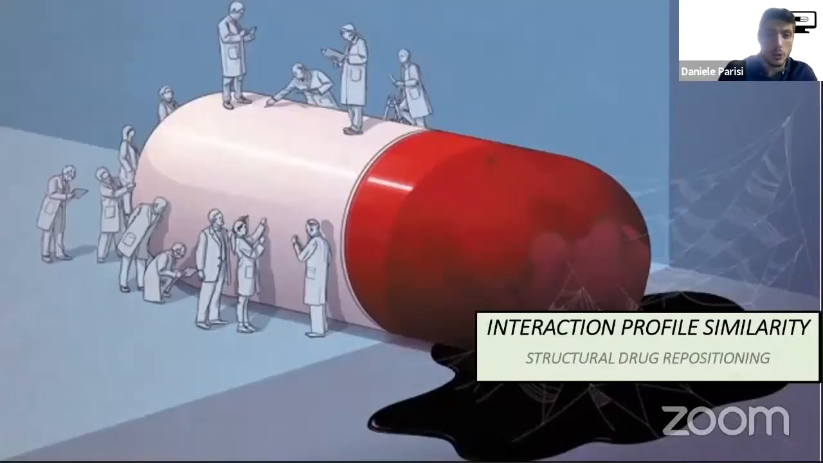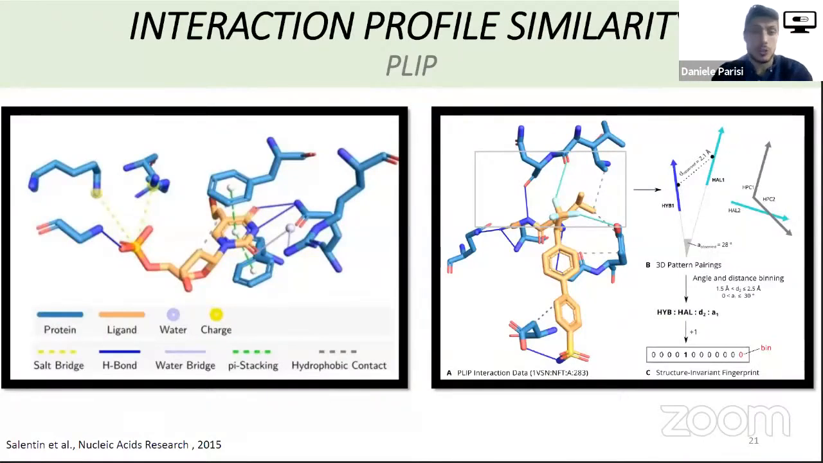So now I'm going to show you more specifically how this interaction profile similarity approach works, because this is the one that I've been using to carry out my drug repositioning protocols. And I will show you one tool in particular, called PLIP, developed and published by the group of Michael Schroeder at TU Dresden.